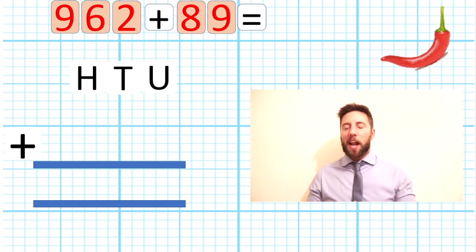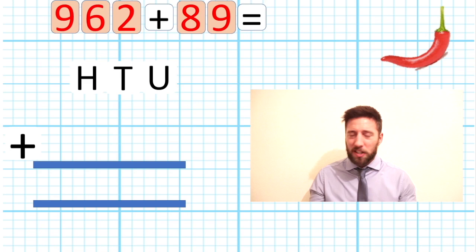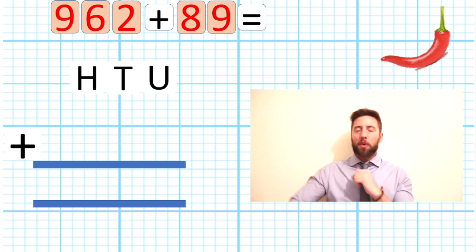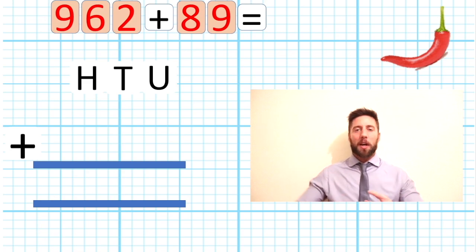Okay, red chili challenge. Now you might be thinking, Mr. Maths Hero, this looks easy. This looks just like a stage 2 question, but it's not. We have got different amounts of digits in our question. We've got 962, which is a 3-digit number, and we have got 89, which is a 2-digit number. Now I cannot tell you how many times I have seen this mistake where children or adults even put these in the wrong column. So we need to understand place value again.